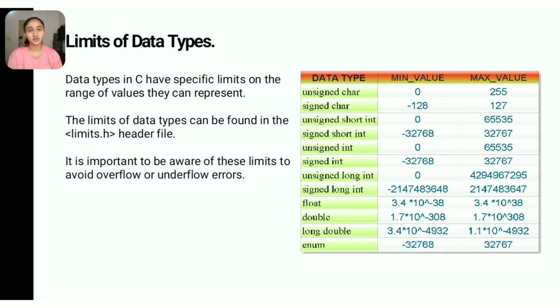Limits of data types. Data types in C have specific limits on the range of values they can represent. The limits of data types can be found in the limits.h header file. It is important to be aware of these limits to avoid overflow or underflow errors.